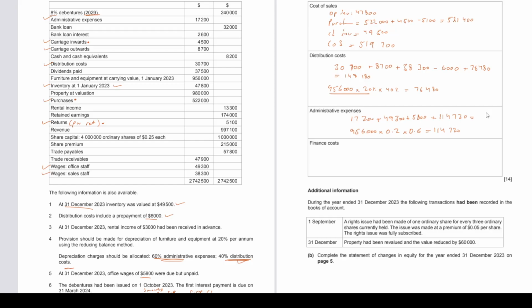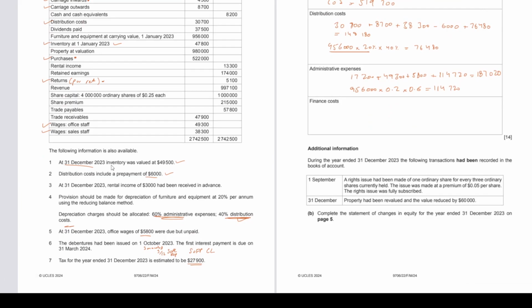114,720 plus 5,800 plus 49,300 plus 17,200. 187,020. Finance costs, we have, wait, I need to recheck before I move on. That's taken completely. Okay, that's taken.